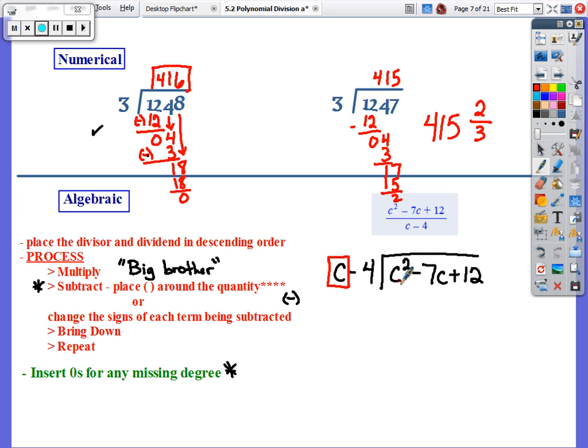C squared is my first term over here. I want C to be C squared. So the question is, what would I multiply C by to make it C squared? Much like what would I multiply 3 by to make it 12? And you would say, hopefully, C. So C times C is C squared. Now your tag along, -4C. And you'd stack everything and look how everything looks nice.